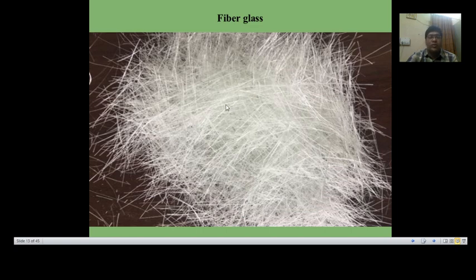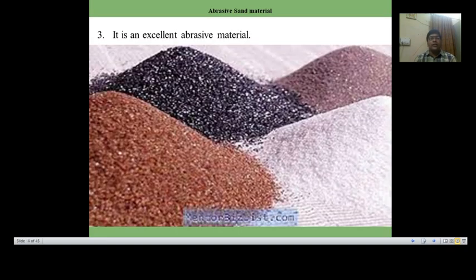These are used for insulation processes. For the manufacture of such fiber glasses, quartz is used as one of the raw materials. It is an excellent abrasive material.